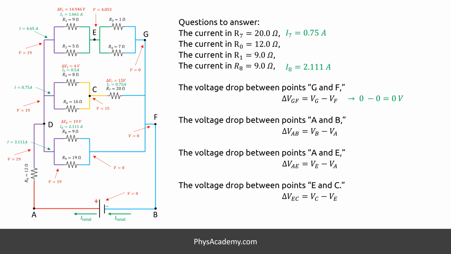Alright, let's go back and update our answers. We just calculated the current that passes through R1 as 4.65 amps. And also, now that we know the voltage of E, we can find the voltage difference between C and E as 10.947 volts. Next we are going to focus on R0 current and finding the voltage at point A.